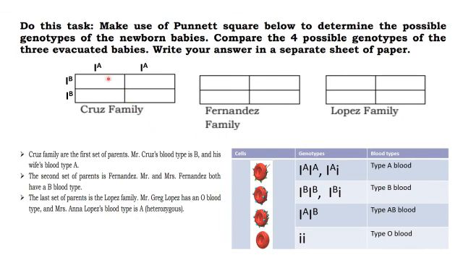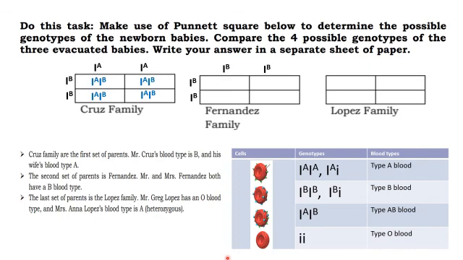Once they crossed, they will produce this. So what is the blood type of the produced offspring? That is blood type AB. So the baby which has blood type AB is the baby of Mr. and Mrs. Cruz. Okay, let's have the Fernandez family.